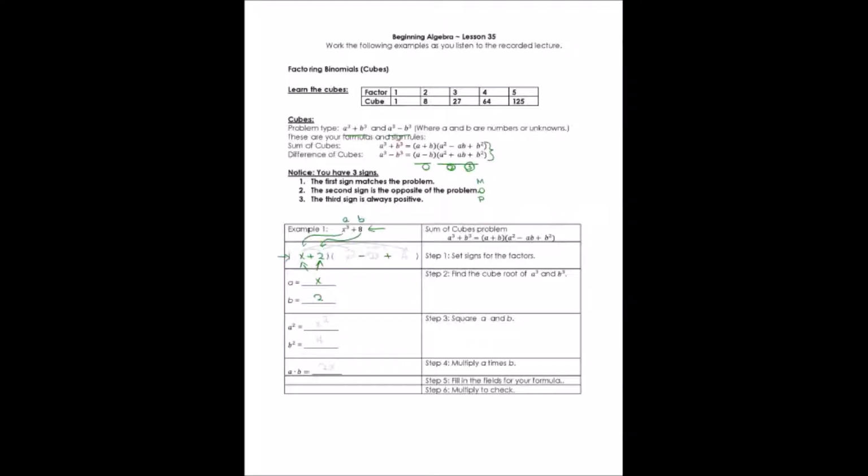What do I do now? Well, I say, what is a squared? In other words, I'm going to take the first term and square it. A squared is really x squared. B squared would be 2 times 2, or 4. Where do I put them? First and last positions. I take the first term and I square it. I take the second term and I square it. And I fill in my first and last positions.